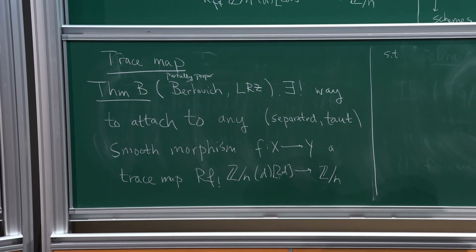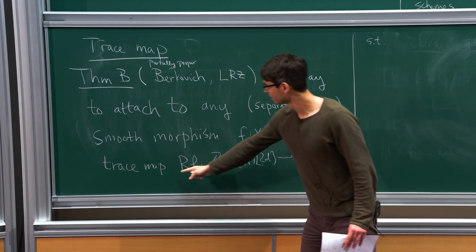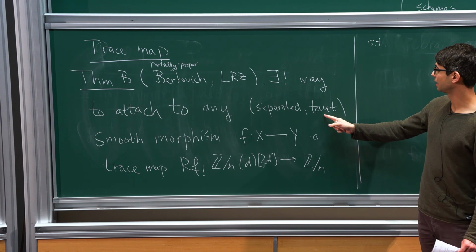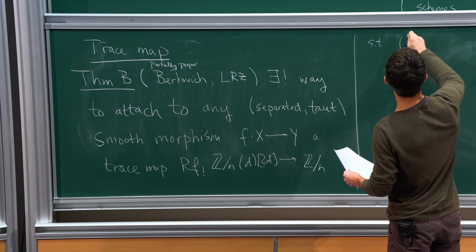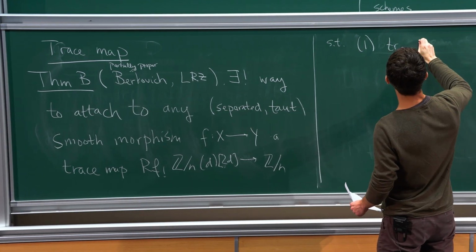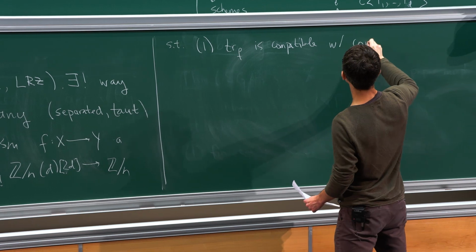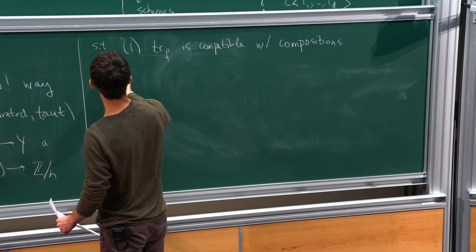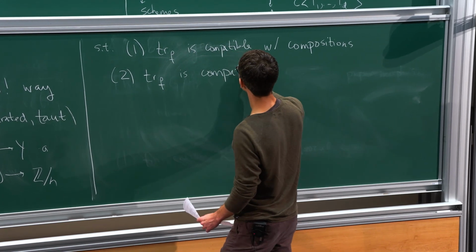Let me just very briefly comment on this. This is just some very technical condition that Huber needs in order to define this Rf lower shriek. And it's somewhat related to quasi-paracompactness. If your space is quasi-paracompact, then it is taut. Okay, so the first compatibility is that this trace is supposed to be compatible with compositions. Then we also want it to be compatible with pullbacks.